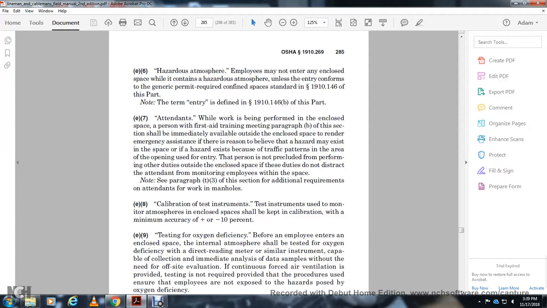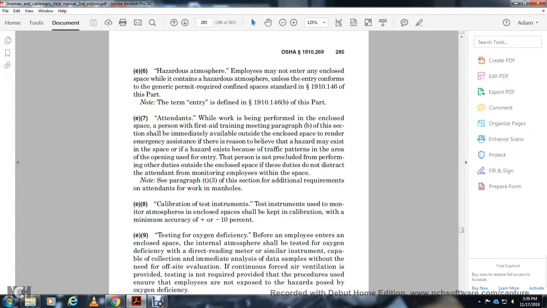Attendants. While work is being performed in the enclosed space, an attendant, as in paragraph B of this section, shall be immediately available outside the enclosed space to render emergency assistance if there is reason to believe that a hazard may exist in the space. If the space is open, the attendant is not precluded from performing other duties outside of the enclosed space if those duties do not distract the attendant from monitoring employees in the space. See paragraph C of D3 for special additional requirements for attendants.